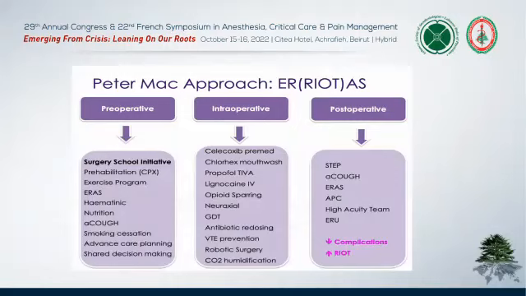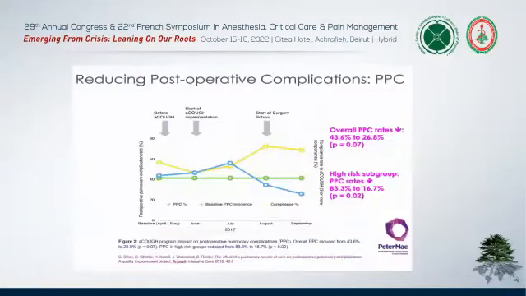Now, intraoperatively, we give patients celecoxib pre-med. We provide them with a chlorhexidine mouthwash to minimize postoperative pulmonary complications. We run propofol TIVA maintenance, use intravenous lignocaine and an opioid-sparing approach, and use robotic surgery, minimally invasive surgery where we can. And postoperatively, we implement our quality improvement initiatives that we talked about briefly. And the aim is to reduce complications and to increase RIOT rate and reduce the time to RIOT.